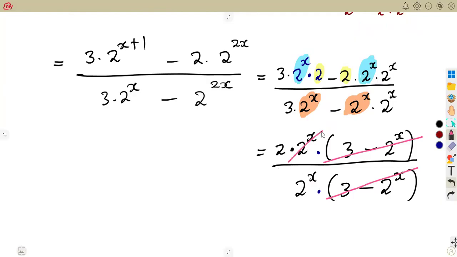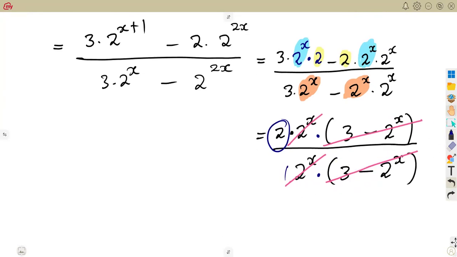The terms, 2 to the exponent of x, 2 to the exponent of x can cancel, meaning we are only going to remain with a 2 in the numerator, and in the denominator, that is just a 1. So 2 over 1 is the same as what? It is the same as 2, guys. So this is what you're going to have at the end. 2 over 1, which is a 2.